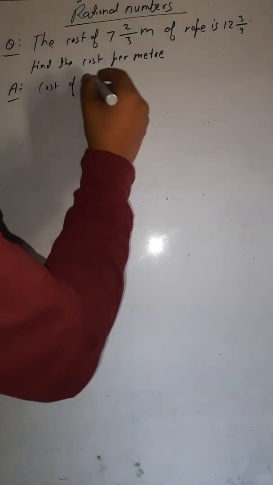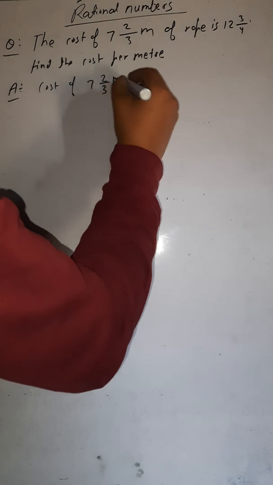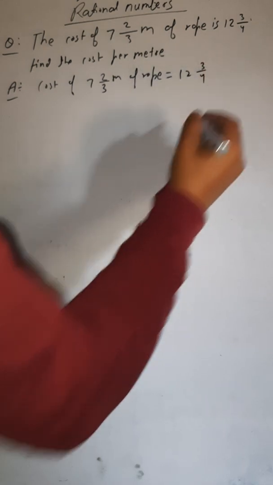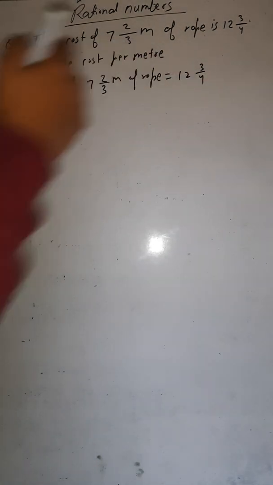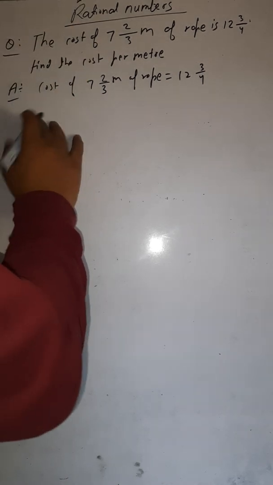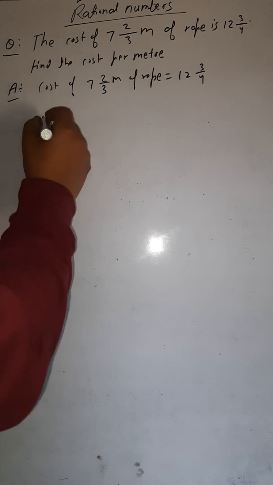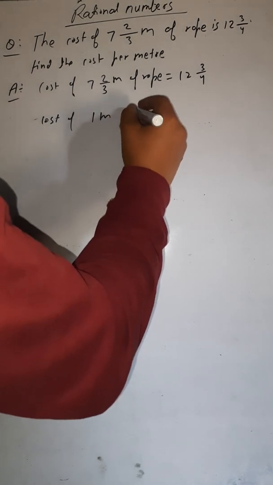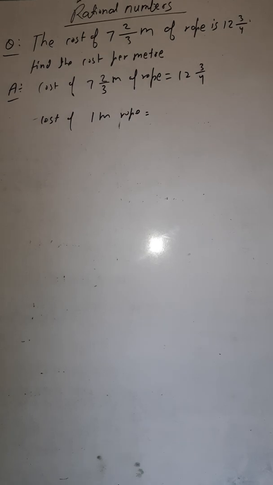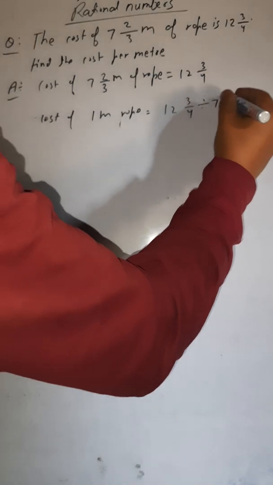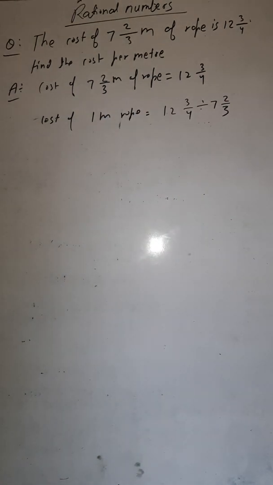So first I am writing here: cost of 7 whole 2 by 3 meter of rope. What is the cost of this much rope? It is 12 whole 3 by 4. This is the cost of the total rope. Now you have to find out the cost of 1 meter of rope. Let's write here, hence, cost of 1 meter of rope. So what would be the cost of 1 meter? You would divide, so it would be 12 whole 3 by 4 divided by 7 whole 2 by 3. Are you getting this? Very good.